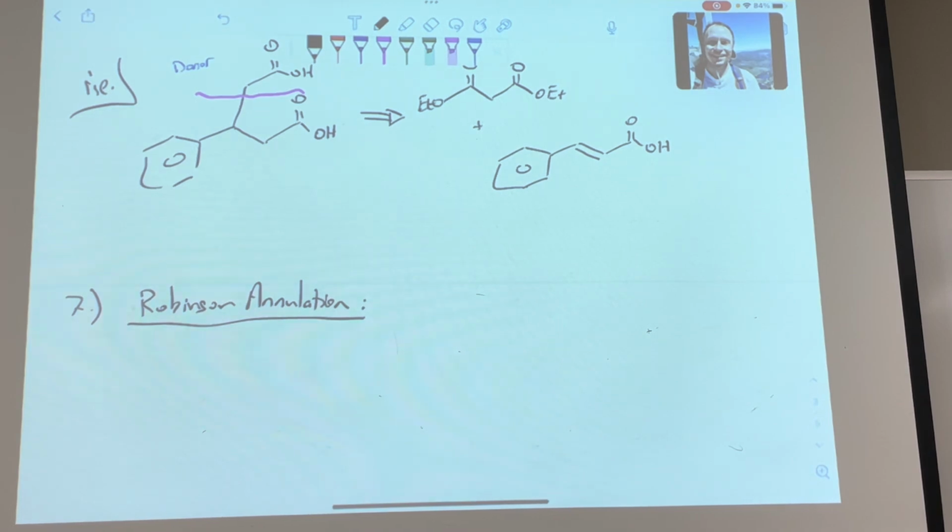When you see the term annulation, that just means a ring-forming reaction. So we're going to be making rings. This reaction was very, very important, both from a synthetic and a historical sense. In fact, Sir Robinson was given the Nobel Prize for this chemistry. It was really used quite a bit between the 1940s and 60s, specifically in the synthesis of the steroid hormones.